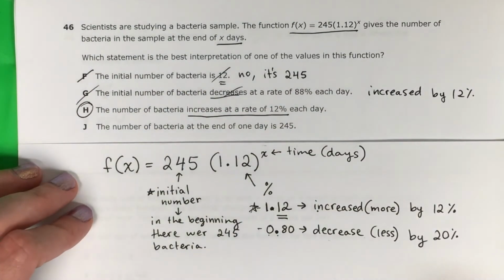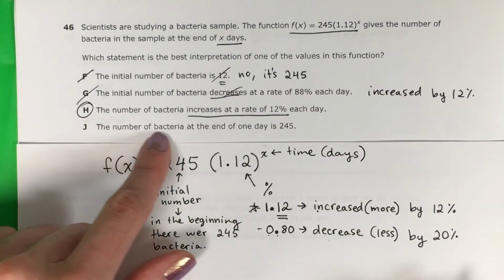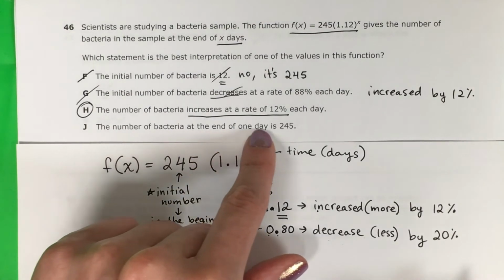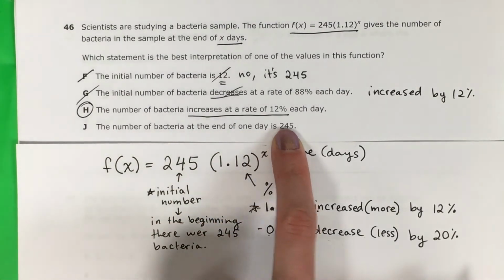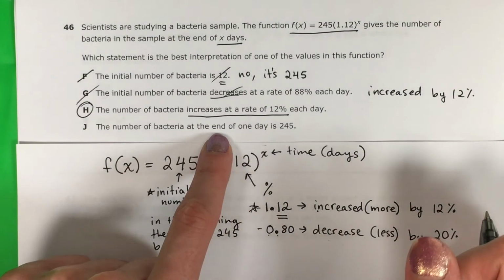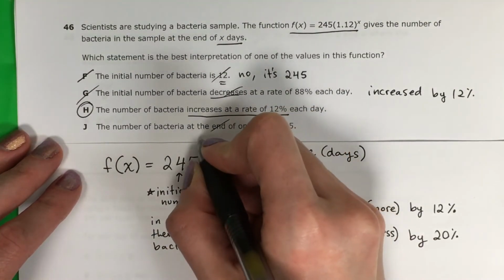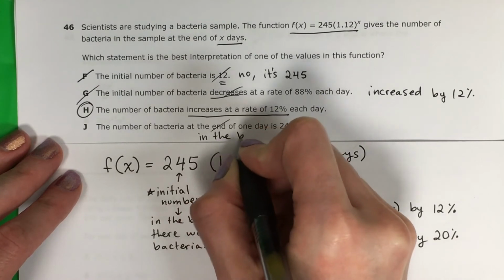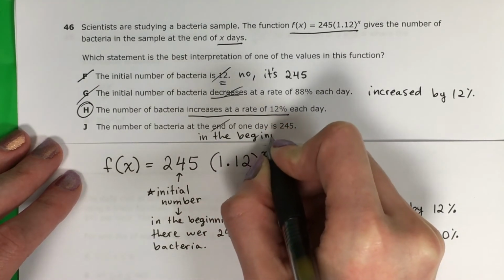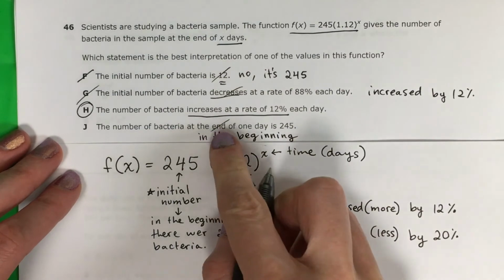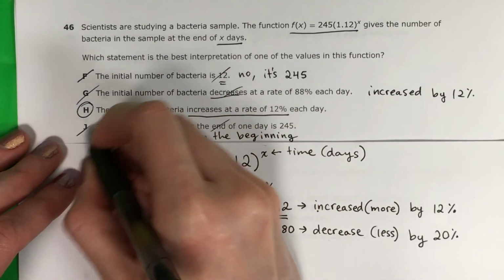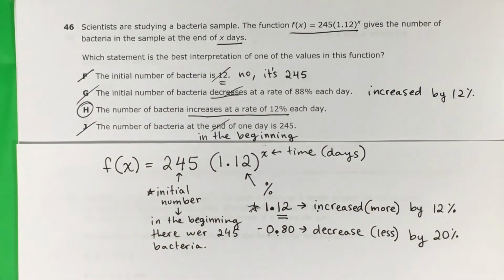That one's your answer. J. The number of bacteria at the end of day 1 is 245. No, not at the end. No en el fin. In the beginning. En el inicio. In the beginning. Not the end. End is fin. So that's no good. So your answer here is H.